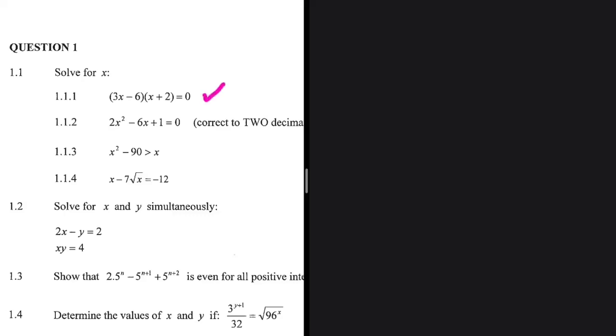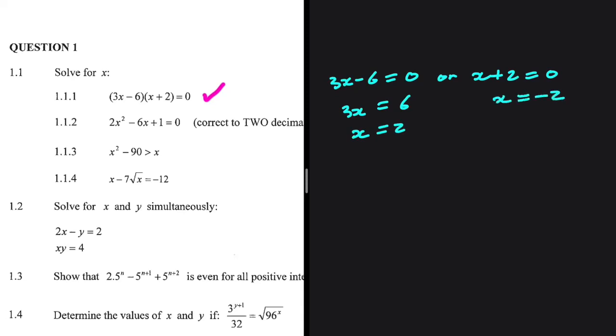If you take a look at 1.1.1, the equation is already factorized. We just need to equate to 0. So we're going to have 3x minus 6 equals 0, or x plus 2 equals 0. We're going to have 3x equals 6. We divide both sides by 3. We get x equals 2. And if x plus 2 equals 0, then x needs to be equal to minus 2. So these are our two answers: x equals 2 or x equals minus 2.